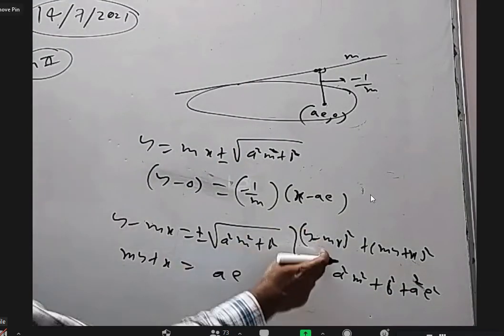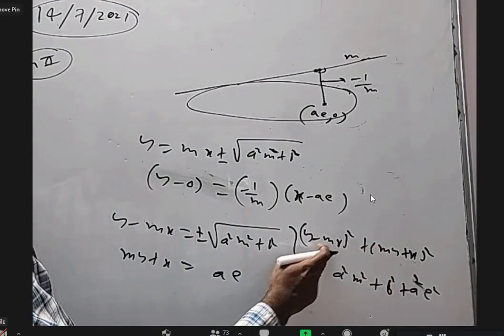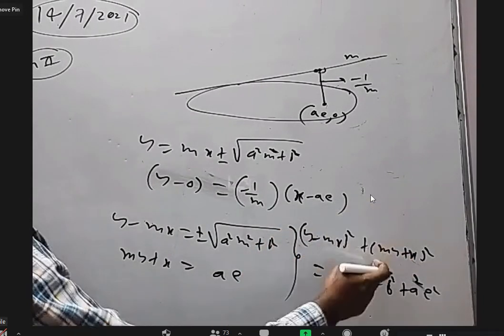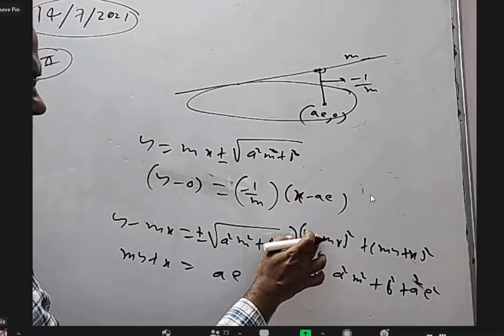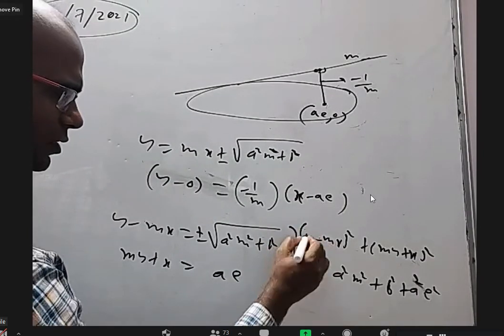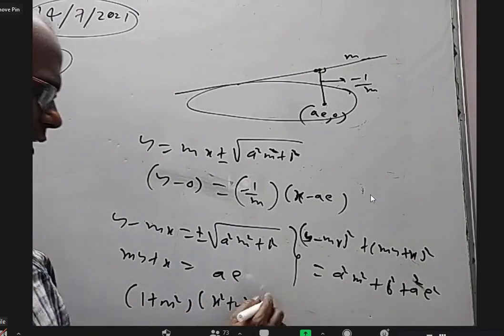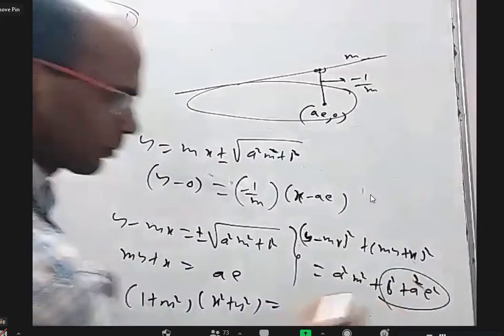Now, when I expand this and expand this, minus 2mxy plus 2mxy will cancel. I'll get y square, m square x square, m square y square, x square. If I simplify all that and refactorize, it is going to come (1 plus m square) into (x square plus y square). And the right side, this is actually a square only.